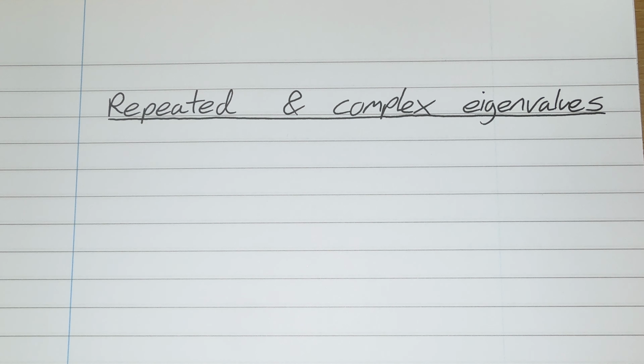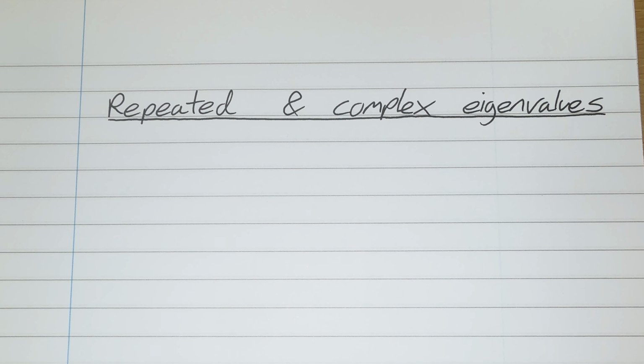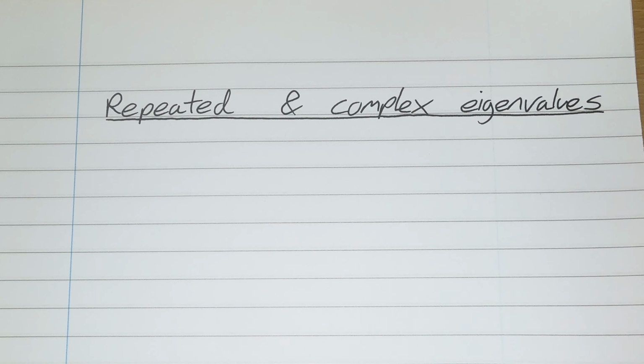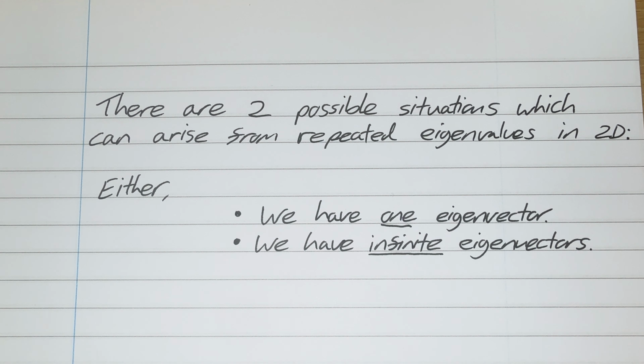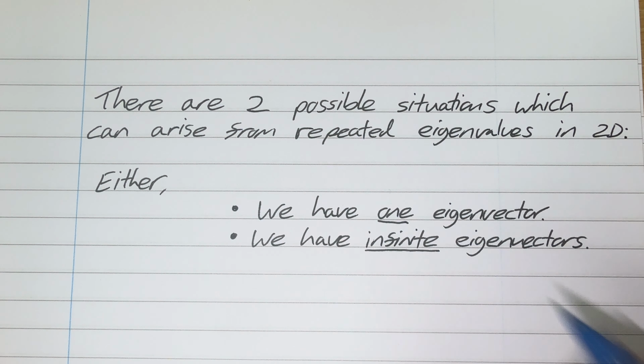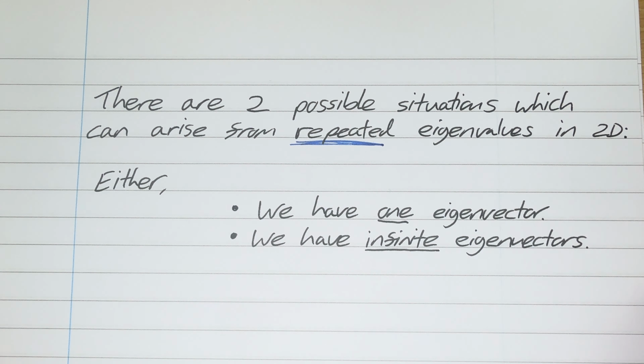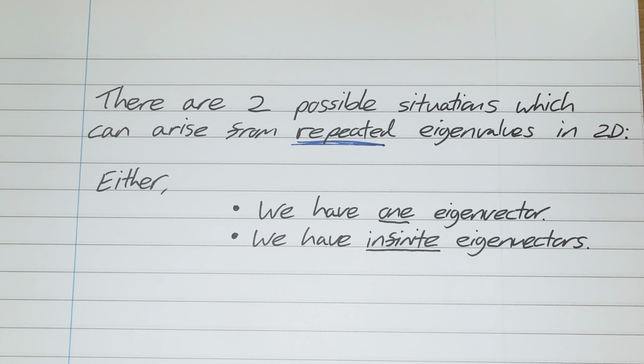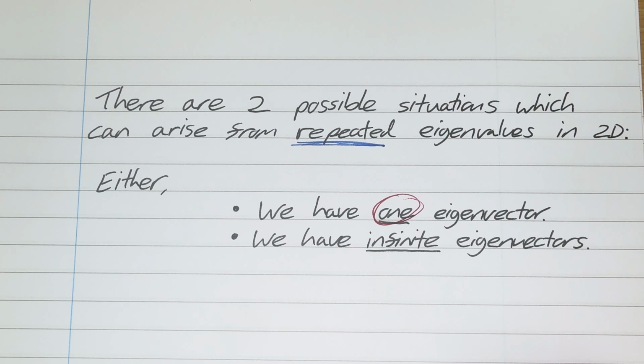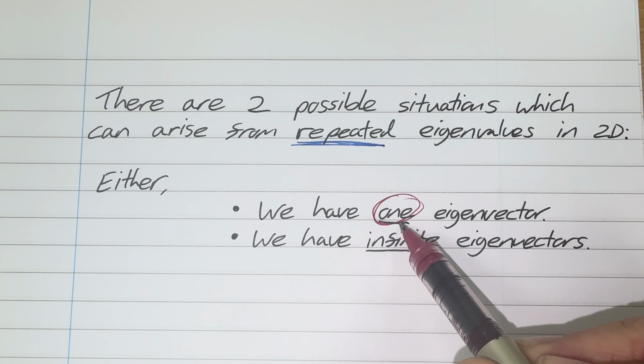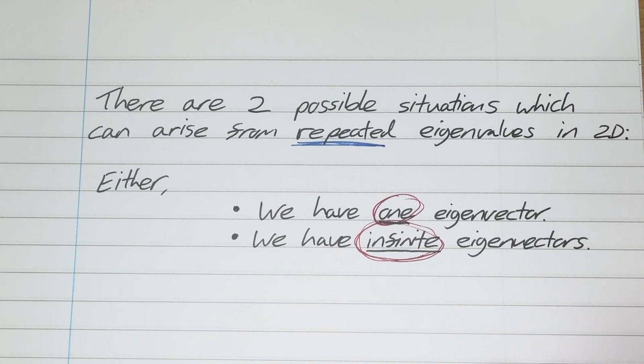Okay, a little video just to explore in a little bit more detail what we've looked at in the last video, where we're going to have a look at repeated and complex eigenvalues for a 2x2 matrix. So there are two possible situations which can arise from repeated eigenvalues. Either we end up with a case where there's only one eigenvector, or we have a case where there are infinite eigenvectors. Okay, it's either one or the other.